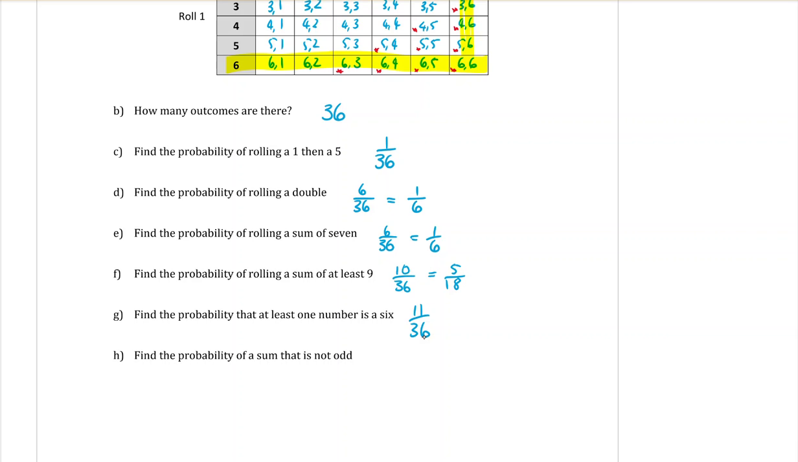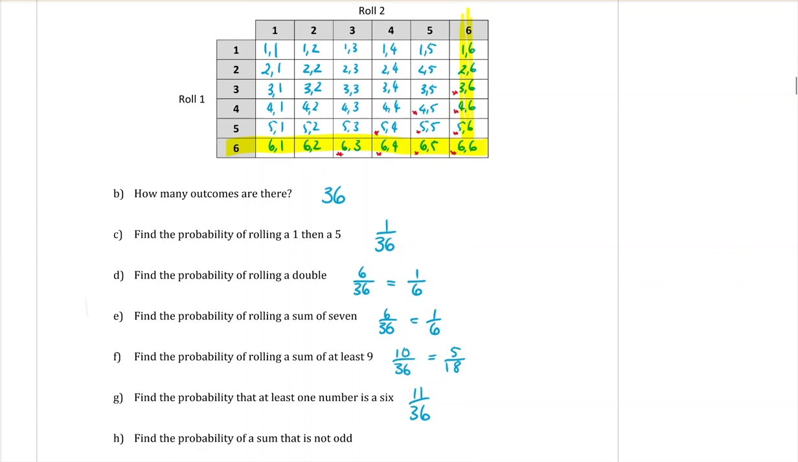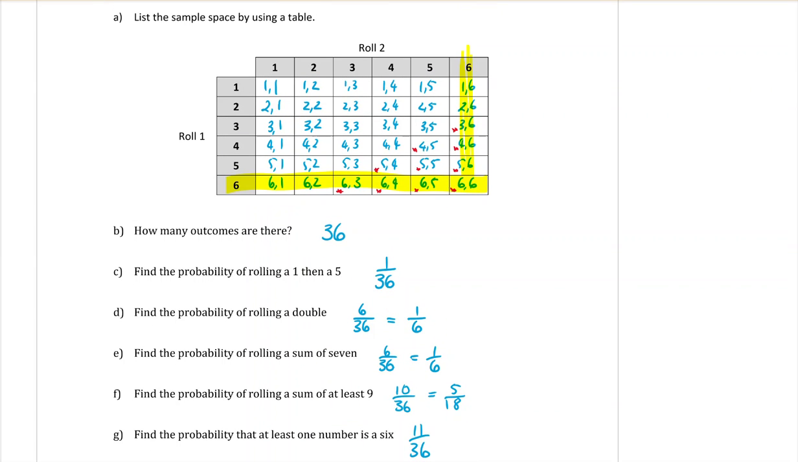Find the probability of a sum that is not odd. Now, not odd, odds and evens are complements of each other, so it means I want all the even sums. So you can have a look through and we can work on our diagonals here. I'll just draw a line this time. So, circle that one, so that's even.